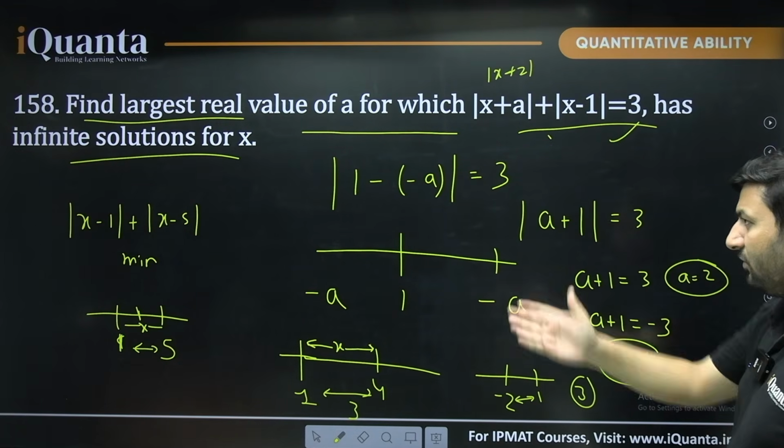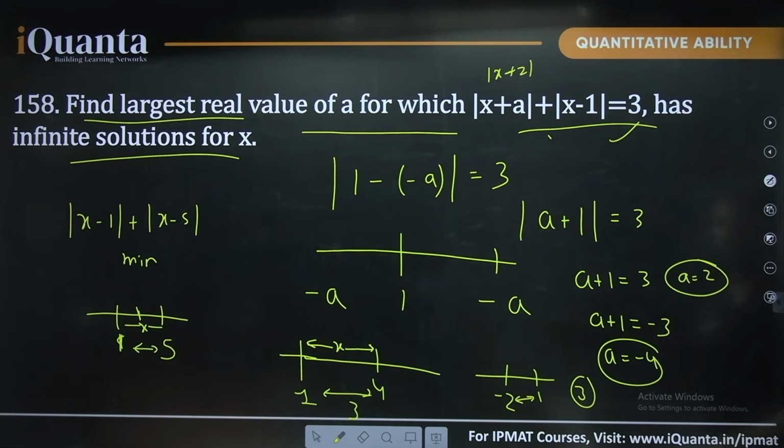We wanted to look for the largest value of a. So that will be 2 only. I hope this is clear. This is a very good question.